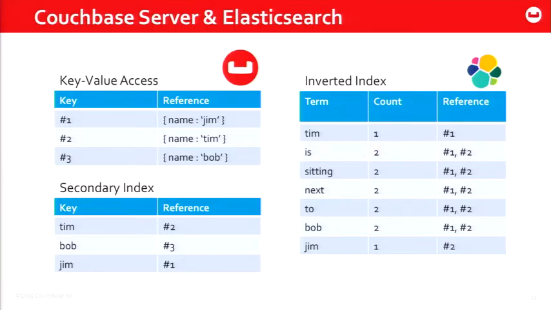An inverted index is something which Elasticsearch, or Lucene behind the scenes, is doing. You're basically indexing on terms, right? In this case, we have the sentence, Tim is sitting next to Bob, and another sentence which is, Tim is sitting next to Jim, right? And based on this tokenizing, you're referencing then back to the original documents. And exactly this is the idea behind Elasticsearch here. The idea is that you full text index your data in order to reference back to Couchbase, right?